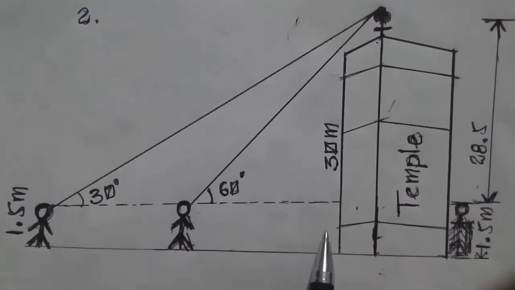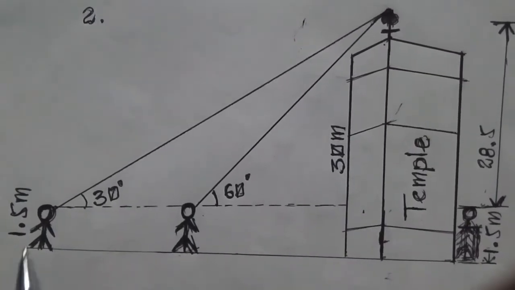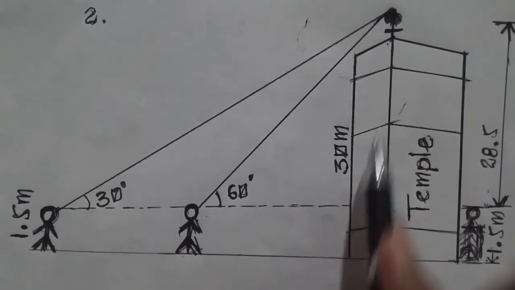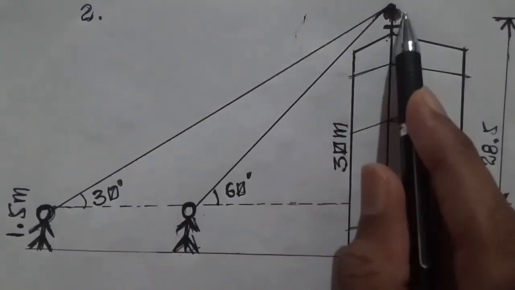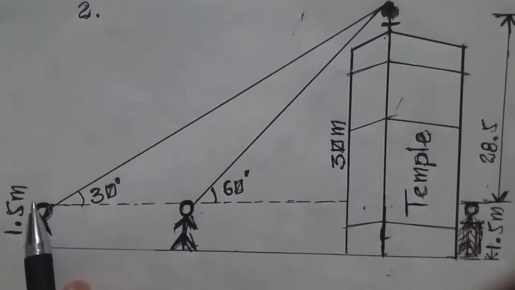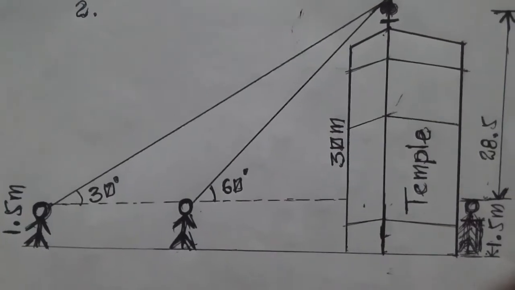Now I'll draw one rectangle. See, this forms a rectangle, and one right angle triangle, again another right angle triangle. I am drawing separately so that you can understand easily.